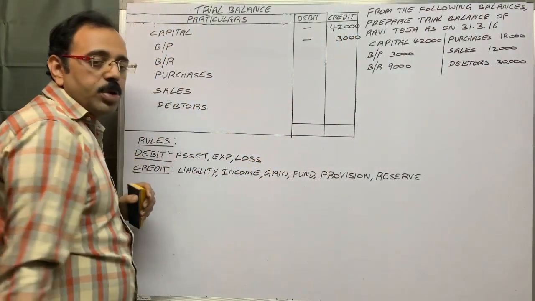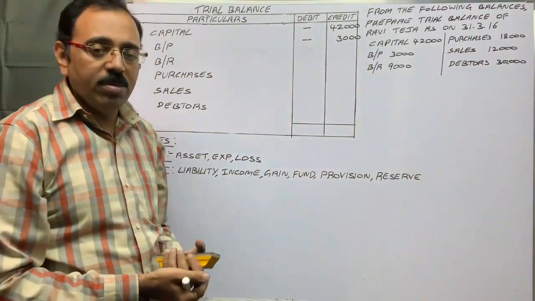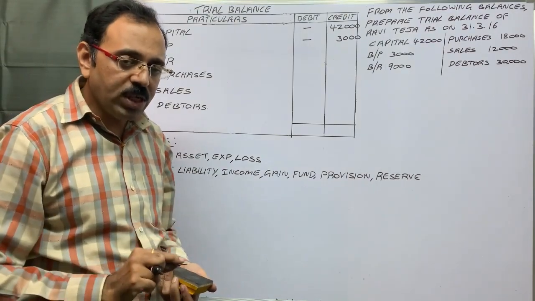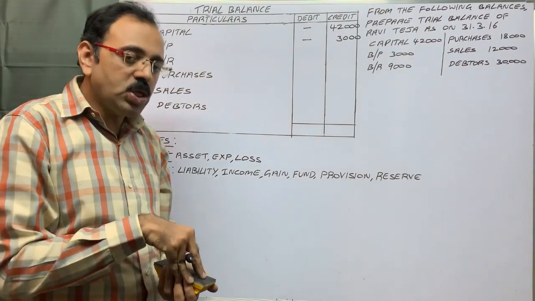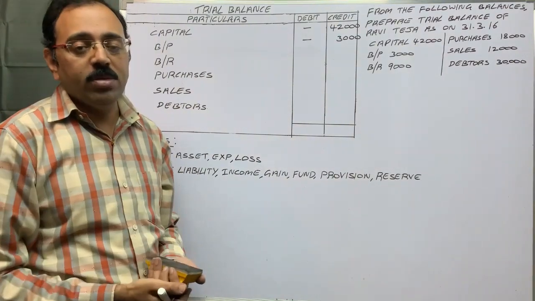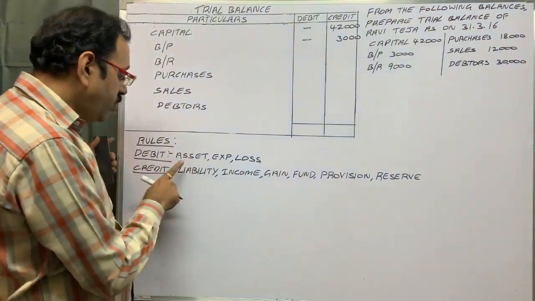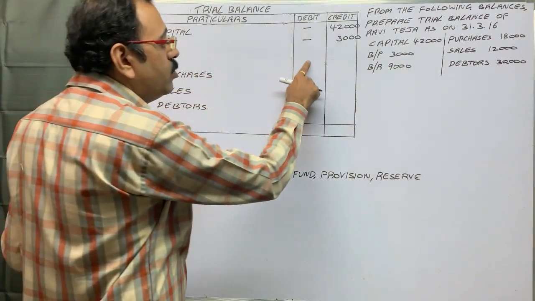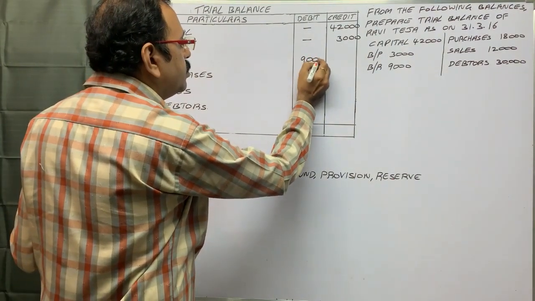Then bills receivable means what? We gave loan to somebody. So we need a written proof. We prepared bill of exchange. We got acceptance from them. So on this document, in future, firm is going to get the money. So it is an asset to us. Asset we should write in debit column. Therefore, bills receivable amount, write down in debit column.